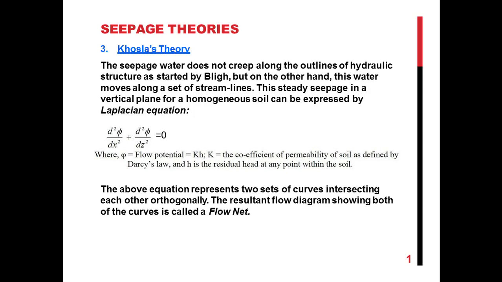The Laplace equation represents two sets of curves which intersect each other orthogonally. Orthogonally means at right angles. The resultant flow diagram showing both sets of curves is called a flow net. The diagram which is made by these two curves is known as a flow net.